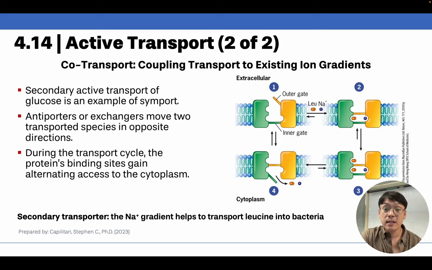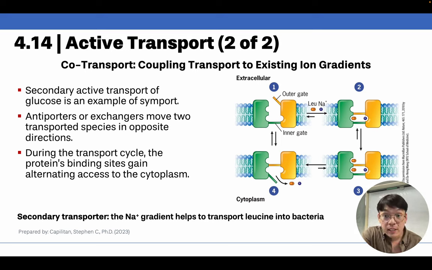This figure is a schematic model of the transport cycle of a secondary transporter. There are four different conformation states during this transport cycle of a bacterial symporter of the leucine T family shown in this figure. The protein actively transports the amino acid leucine into the cell using an established sodium ion gradient as its source of energy.